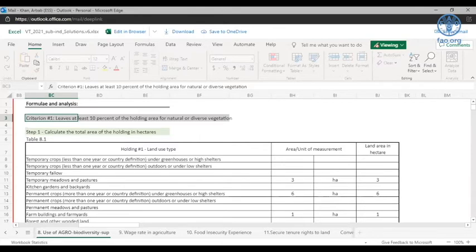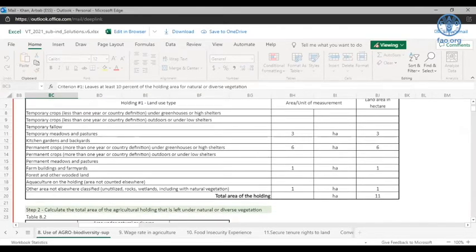So from the very first question that is needed for this particular sub-indicator, we see how much area of the holding is dedicated to growing natural and diverse vegetation. So we need information on all the categories, not only on the agricultural land area, which stops here, but as well on farm building and farm yards, forest and other wooded land on the holding, aquaculture on the holding, and other areas not elsewhere classified.